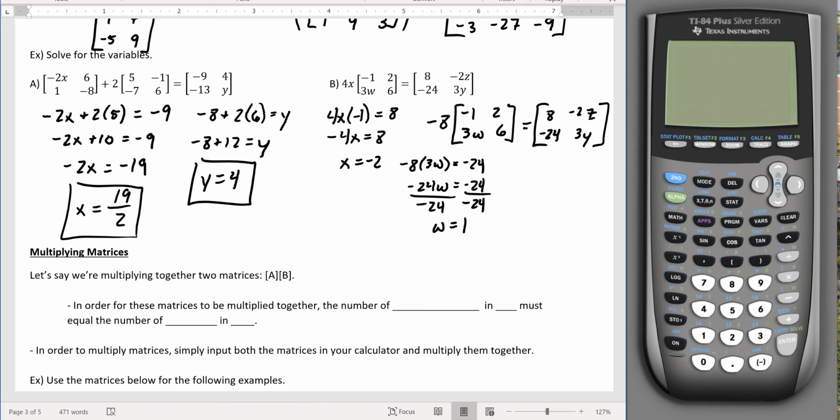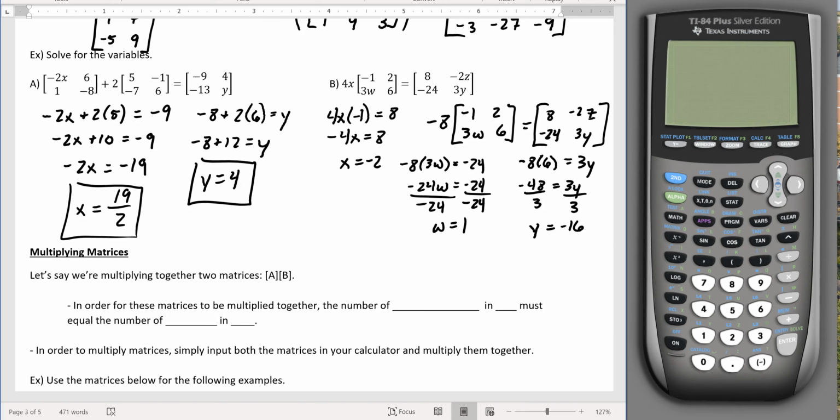Fantastic. What about y? So negative 8 times 6 would equal 3y. Negative 8 times 6 is negative 48. It's 3y divided by 3. Negative 48 divided by 3 is negative 16. So y equals negative 16.